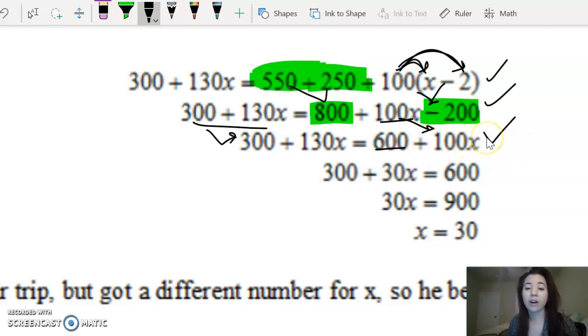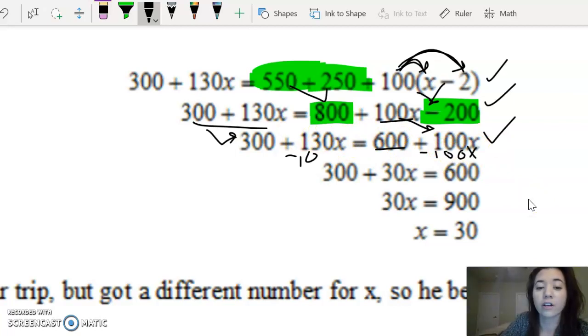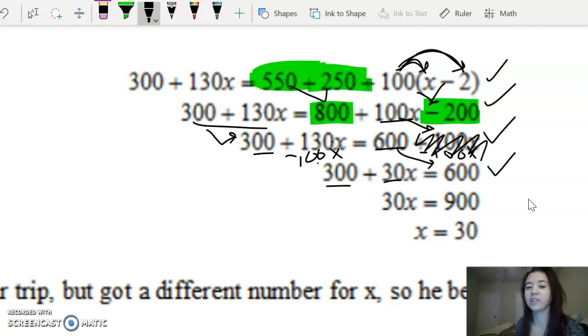So now we need to get our x to one side. So remember, we always want to do that by moving our smaller number. 100 is smaller than 130, so we can subtract 100x from both sides. And now that 100x goes away, and we have 300, and then 130 minus 100 is 30x, and then we have 600 left over. So we're good here. He did that math right.